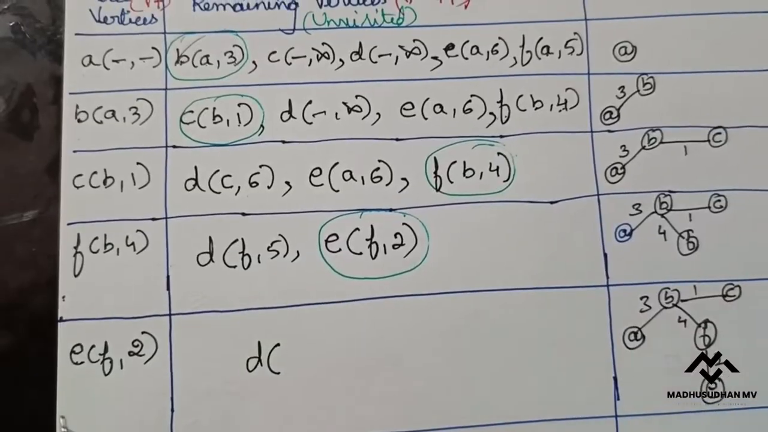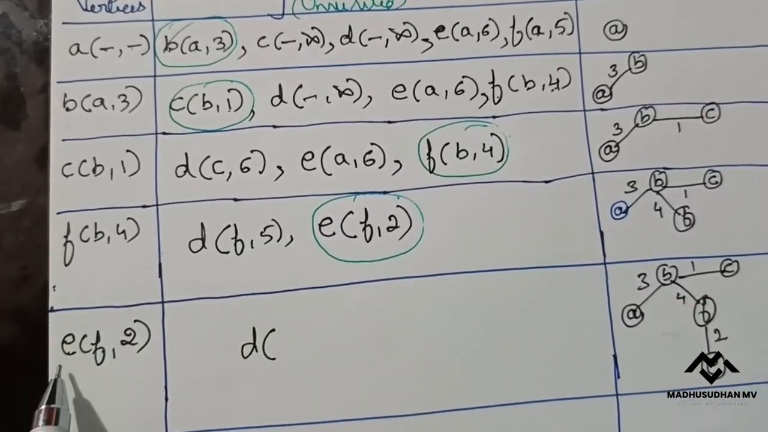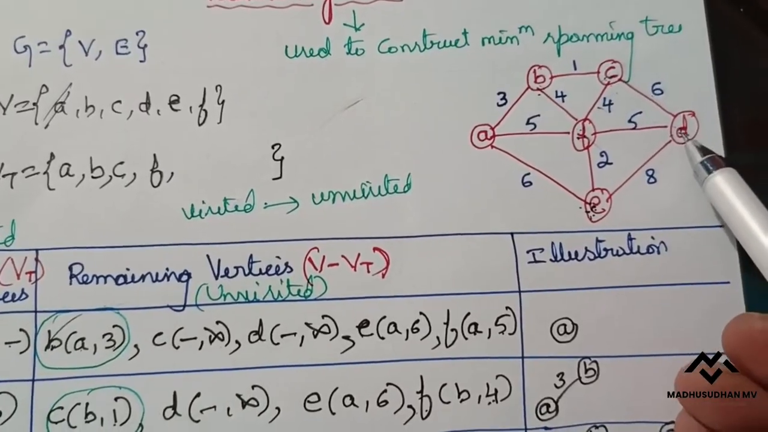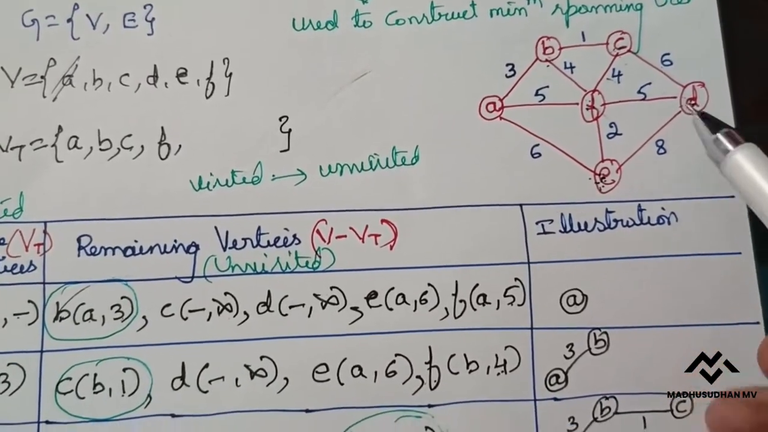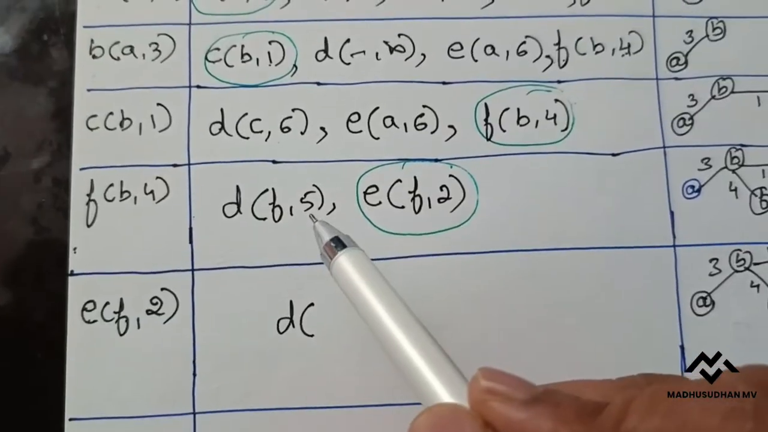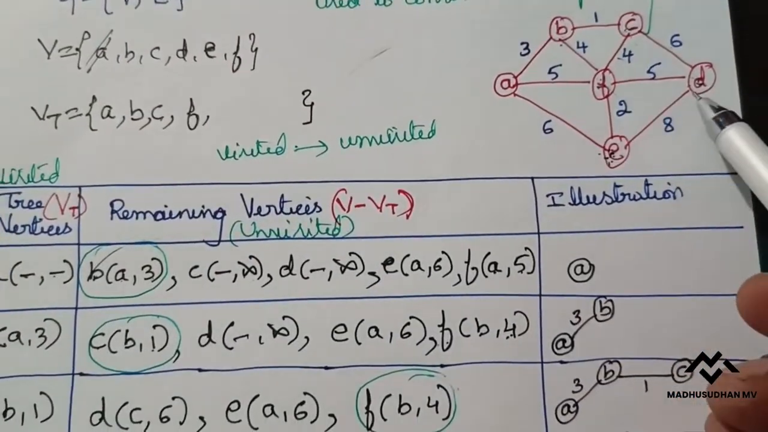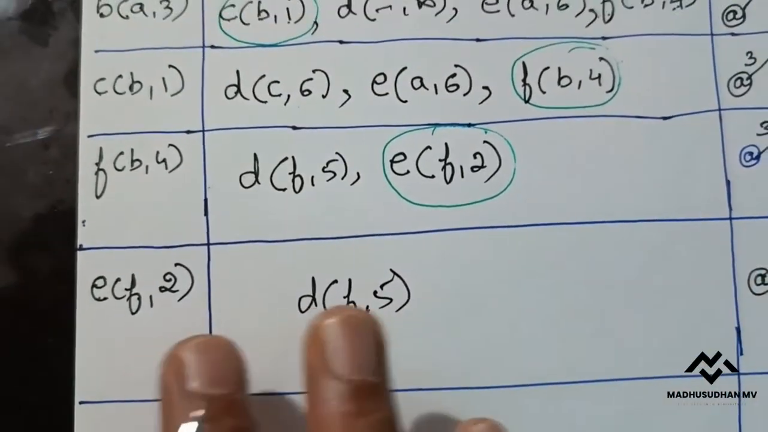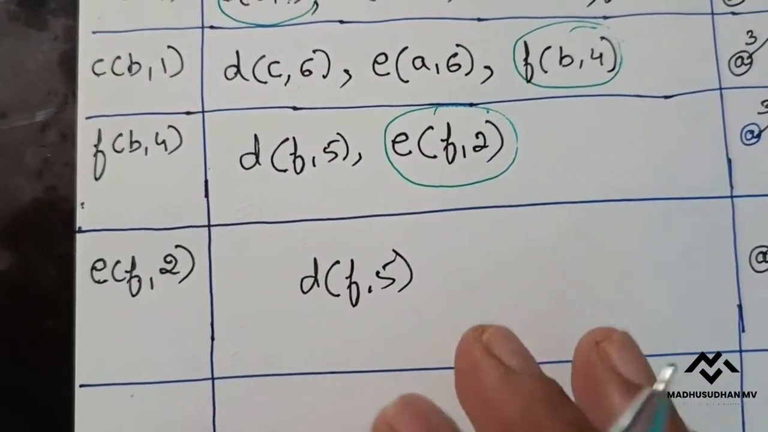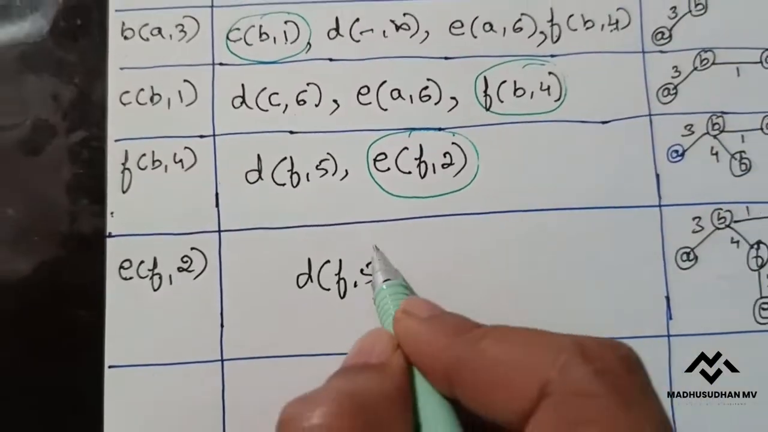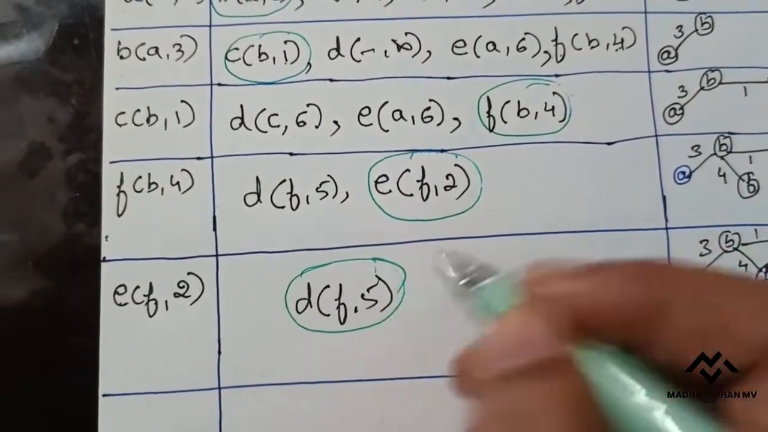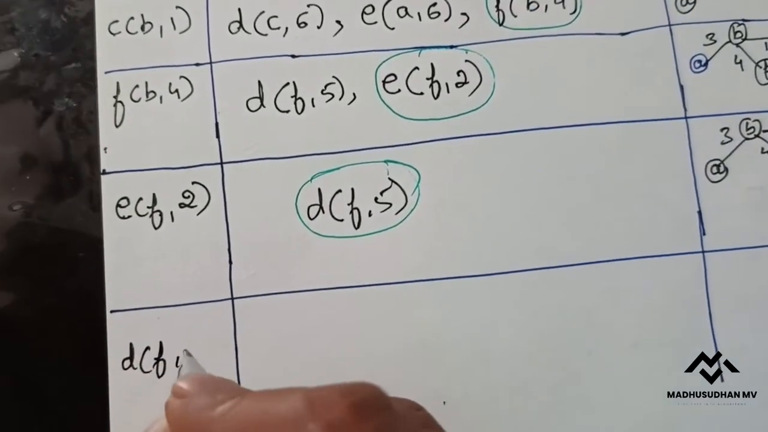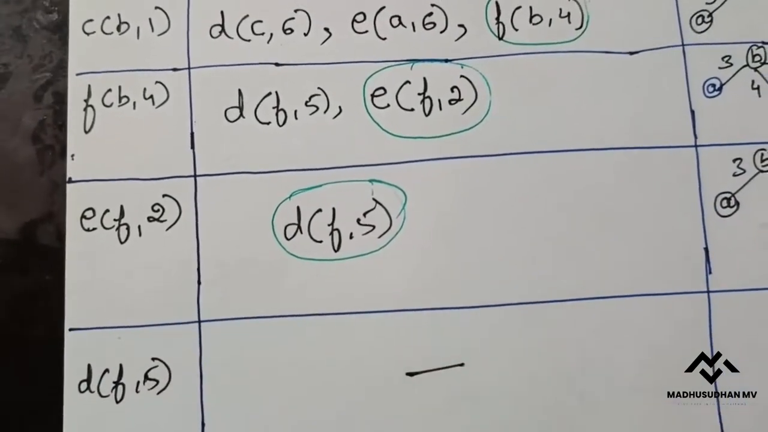So now check. Right now we are at E. Check the graph. From E, D is a distance 8. But what does the previous value say? Previous value is 5. 5 or 8, which is minimum? 5 only. So I am retaining the previous value only. There is only one, no option for selecting, this only I need to select. So I selected this one, that is D of F comma 5. So nothing will be remaining.